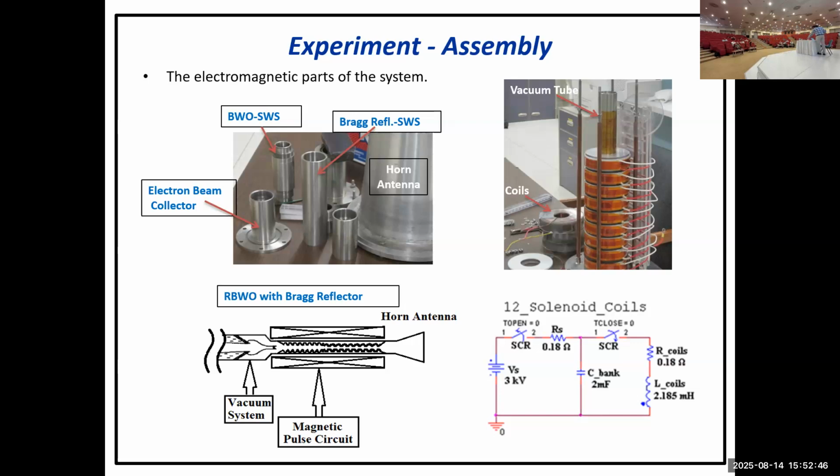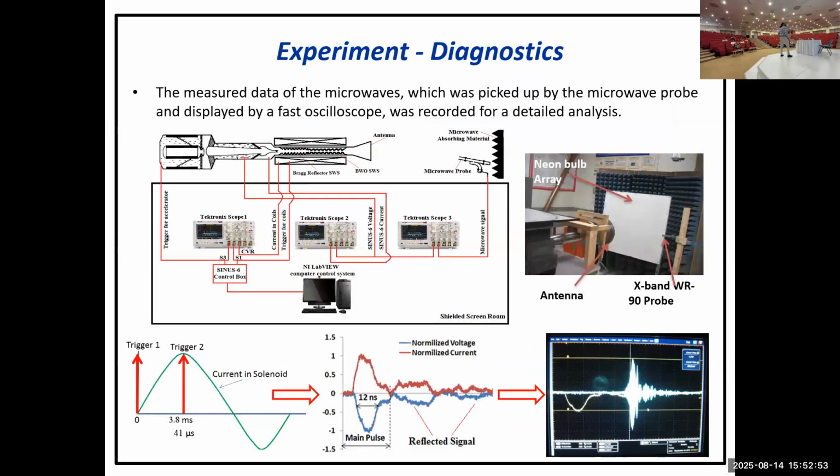Okay. Let's see. So here's the experiment. We have our high voltage accelerator, 500 kilovolts, 5 kiloamps around, or maybe 4 kiloamps. This is basically what we apply at the cathode-anode gap here, and everything is in the strong magnetic field, as you can see.